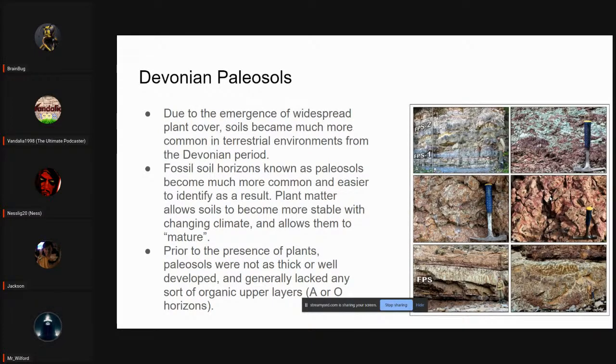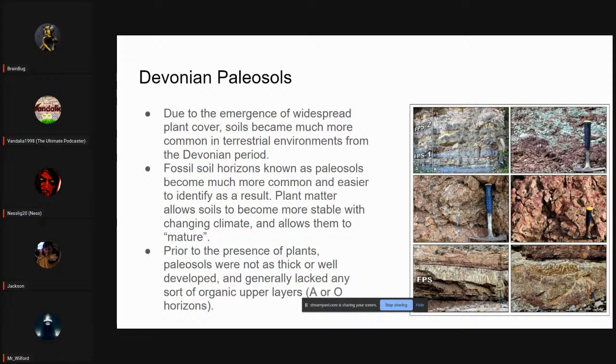Because fossil soil horizons, paleosols, are remnants of ancient soils. And of course, plant matter allows soils to become more stable to change in climate conditions. It also introduces a lot of acids and other things as they decay and allows them to become more mature and more organic rich. It also allows for the preservation of rootlets and other things, which are one of the characteristic identifiers of a fossil soil horizon. If you see all these in-place rootlets at a particular level, that probably indicates that was a soil surface at some time.